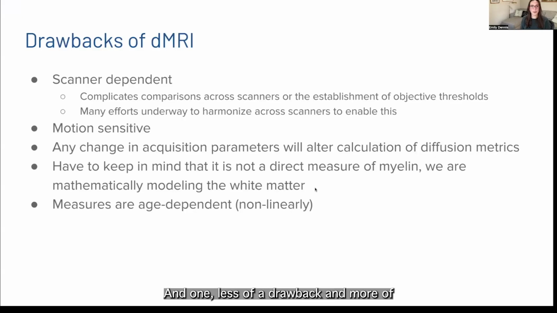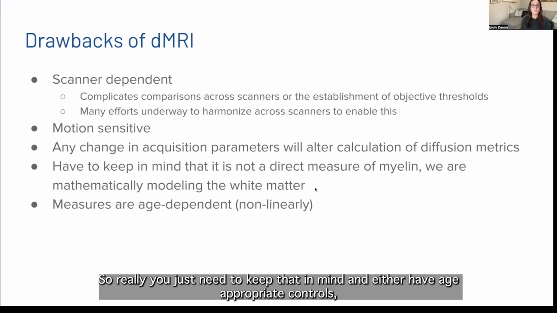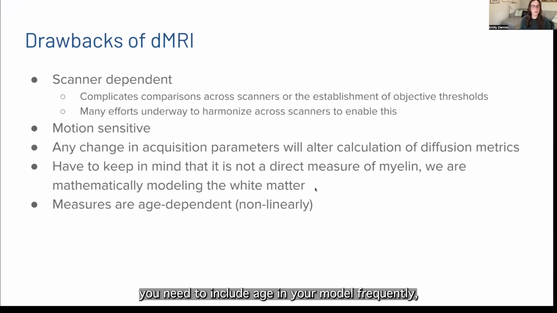And one less of a drawback and more of just something you need to keep in mind. The measures that you calculate from diffusion MRI are very age dependent. We know that white matter continues to mature well into the 30s, and these changes are nonlinear as well. You have different periods where there's faster or slower maturation. So you just need to keep that in mind and have age appropriate controls. You need to include age in your model frequently.